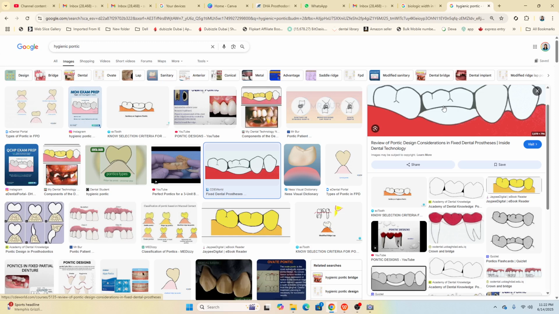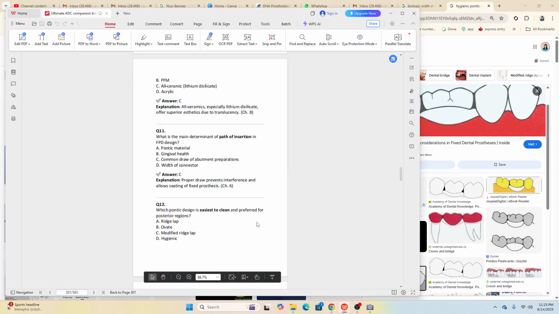A Pontic is the artificial tooth which you put in place of a missing tooth, attached with the help of a connector to the adjacent teeth, which you have prepared, on which crowns are also going to go, correct? This is the mucosa, and there is a huge gap between the Pontic and the mucosa, and you can easily clean this. Now, you cannot give this in the anterior region because it won't be aesthetic, correct? But can you give this in the posterior region? Yes. If the same question asked which Pontic design is easiest to clean but in anterior region, then you would have gone with modified ridge lap.